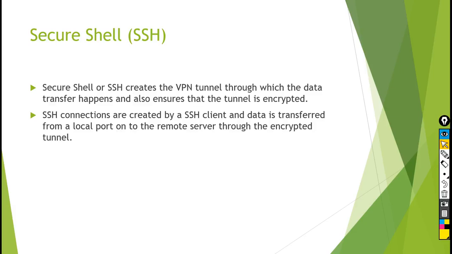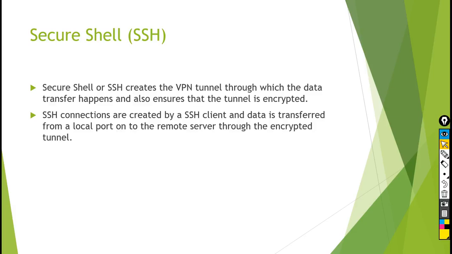And last but not least is SSH, Secure Shell. Secure Shell, or SSH, also creates a VPN tunnel through which the data transfer happens and also ensures that the tunnel is encrypted. SSH connections are created by the SSH client, and the data is transferred from a local port to the remote server through the encrypted tunnel. So this was some basic information about VPN, VPN types, as well as VPN protocols.